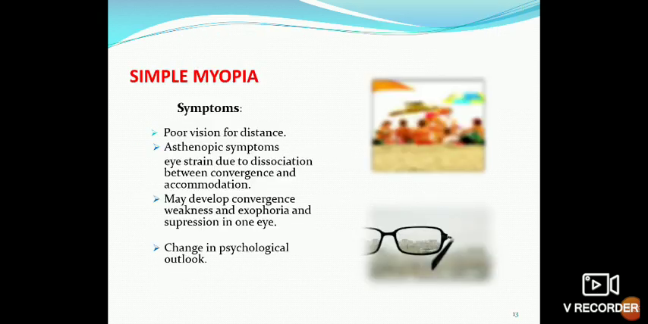Remember. What are the symptoms of simple myopia? Poor vision for distance, obviously. These children will have poor vision for distance, blurring of distant vision. Asthenopic symptoms. What is asthenopia? Asthenopia is a common term referring to headache, eye ache, watering. All these symptoms we combinedly call asthenopic symptoms, and it is usually due to refractive errors. There may be convergence weakness, exophoria. The most common symptoms are, remember, asthenopia and poor vision for distance.